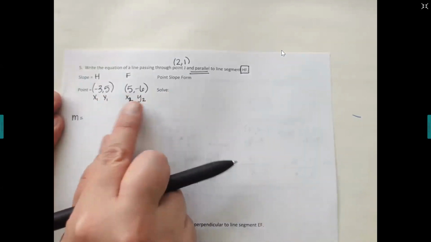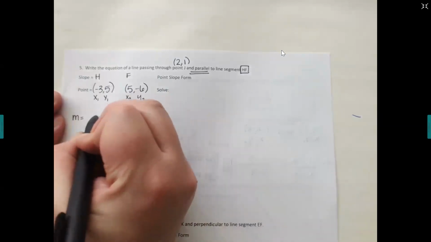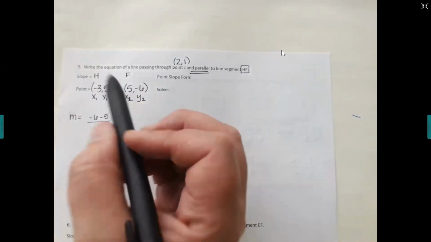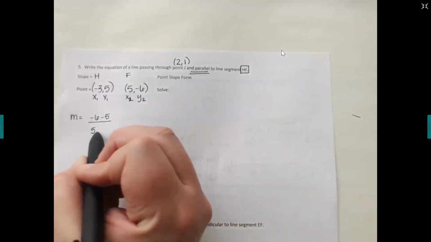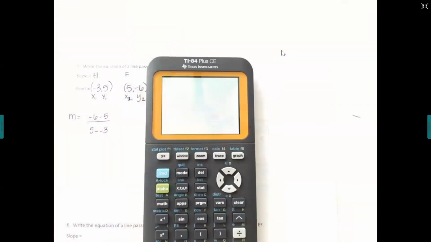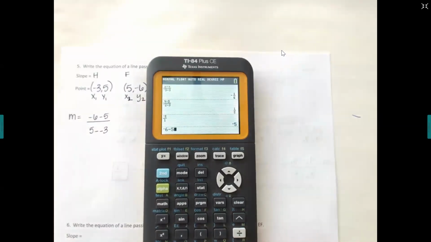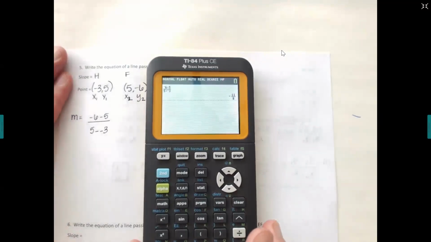Let's do our slope. Remember that it's y2 minus y1. So -6 minus 5 over, and then I want x2 minus x1, which is gonna be 5 minus -3. Okay, put that in your calculator. -6 minus 5, oops, I forgot my fancy fraction. -6 minus 5 over 5 minus -3. Okay, just like that. And my slope comes out to -11 over 8.